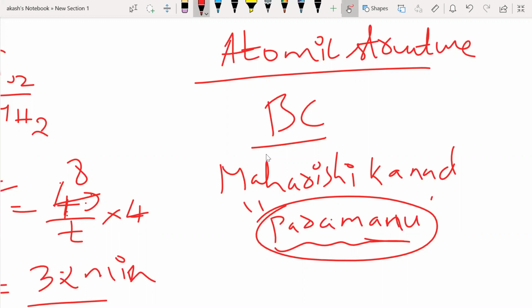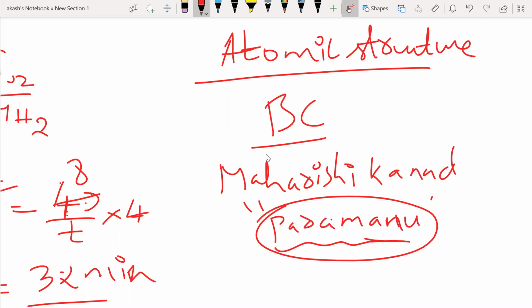Anyways, he was the first guy to coin this term Paramanu, right? And then obviously there were other people like Aristotle, Democritus. All these people gave something related to atoms, but again, none of them had any scientific proof as such. But scientifically, the person who had proof was Dalton, right?